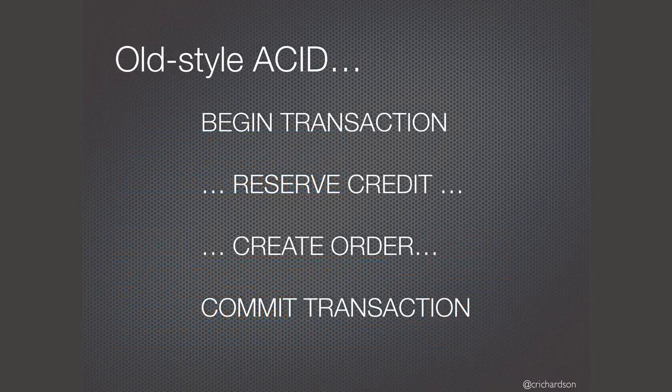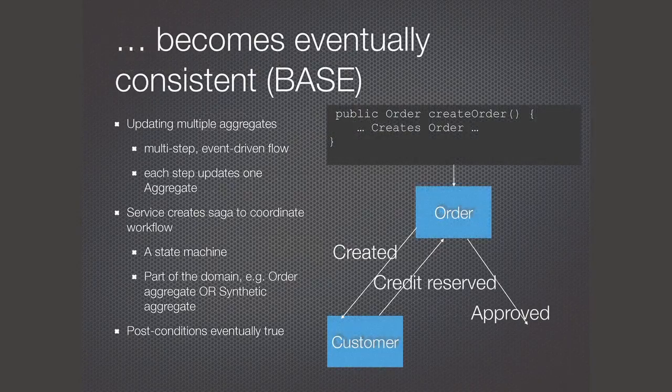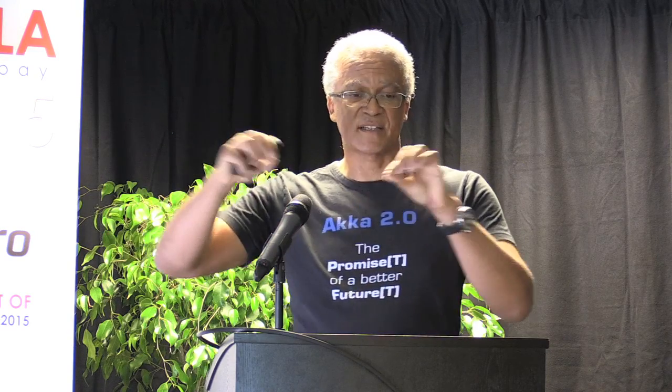So the old school way of doing this, of course, was to begin a transaction, reserve the credit, create the order, commit the transaction, right? But in this new world, this ends up being an eventually consistent event-driven workflow. So the service, when it gets a request, in this case, to create an order, it actually has to create what's called a saga, which is a little state machine that coordinates the process of kind of approving the order, right?